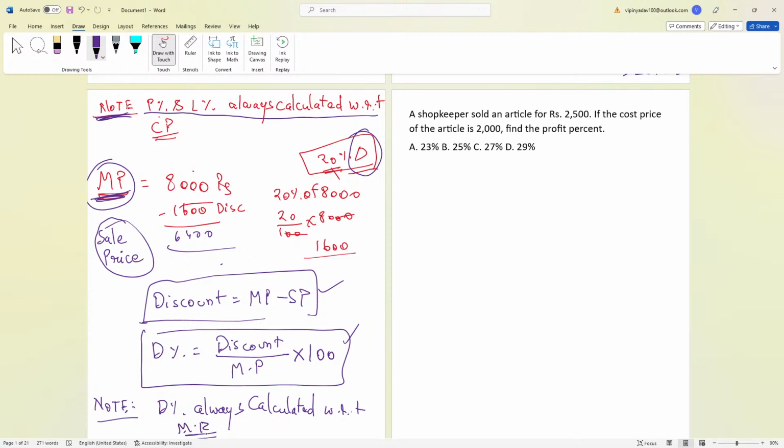Now let us move to the question, the first question of this session. A shopkeeper sold an article for 2,500. If the cost price is given over here, what will be the profit percent? Try everybody. I'm giving you 1 minute. Your time starts now.